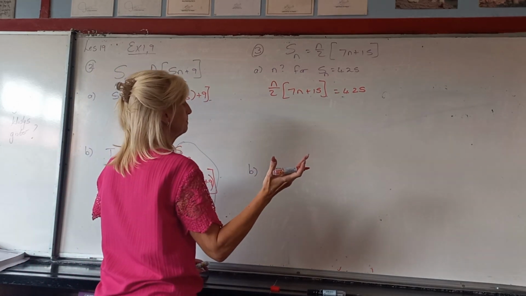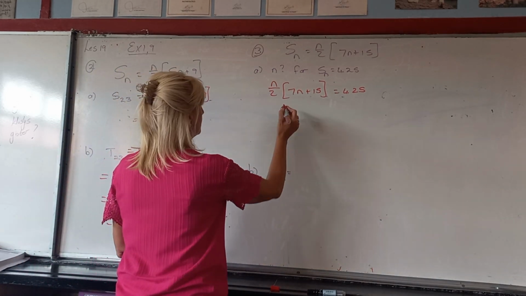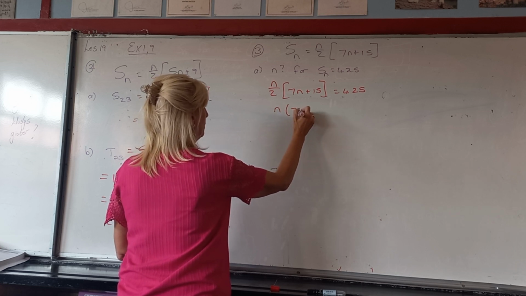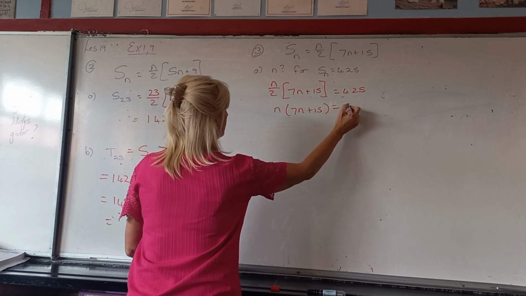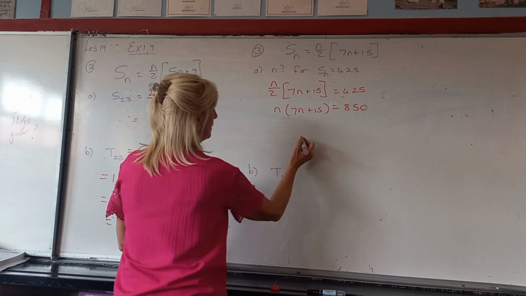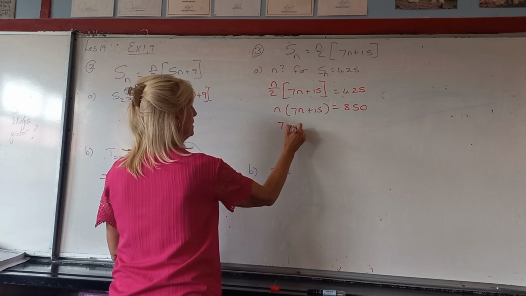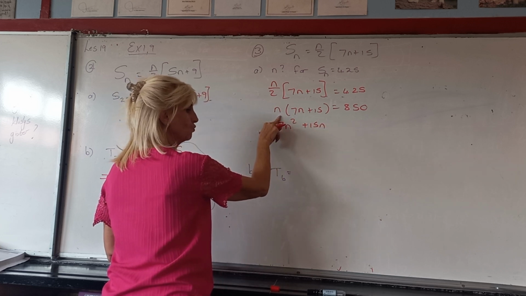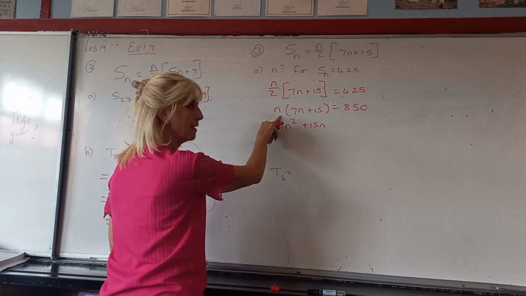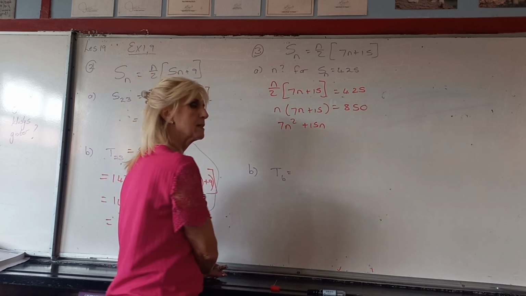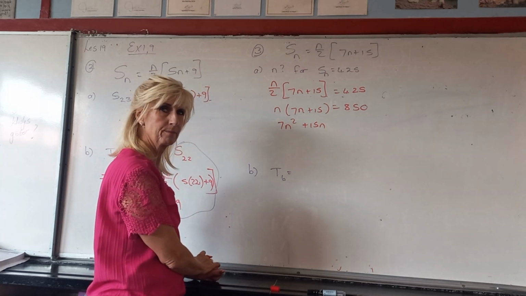How many ways? Lots of ways, right. If I wanted to do my own way, normally what one does is multiply by 2. So you get 7n squared plus 15n. Can I not divide by that n? I'm not supposed to ever divide by a variable. Do I though know that this is not 0?